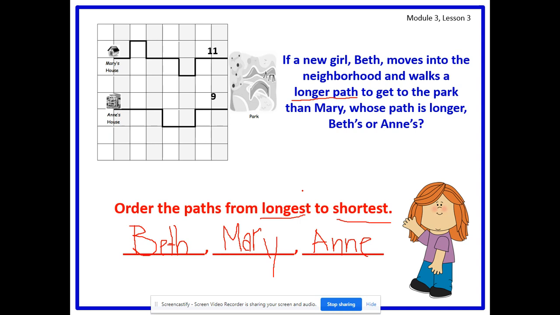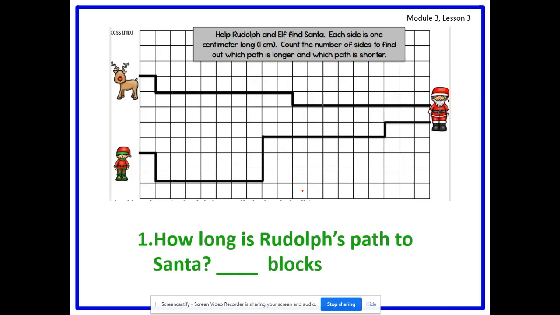Ready? Here's another one. We need to help Rudolph and Elle find Santa. Each side is 1 centimeter long. Again, we're counting the city blocks. Count the number of city blocks to find out which path is longer and which path is shorter. So here we have Rudolph and our elf. And then we have Santa. And they both want to get to Santa. So we're going to find out which path is longer and which path is shorter.